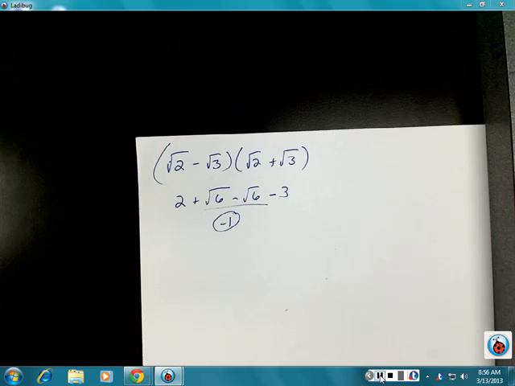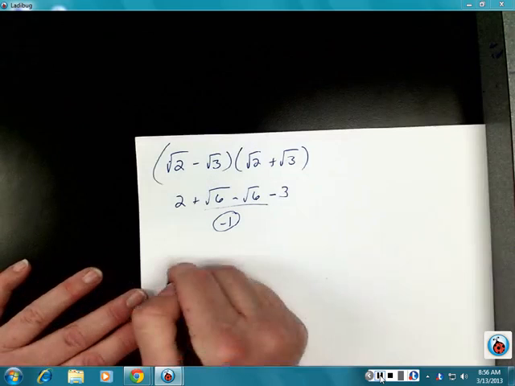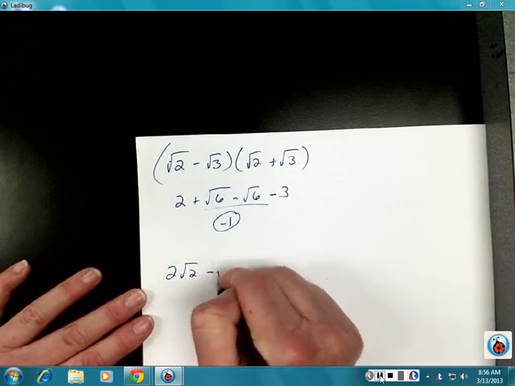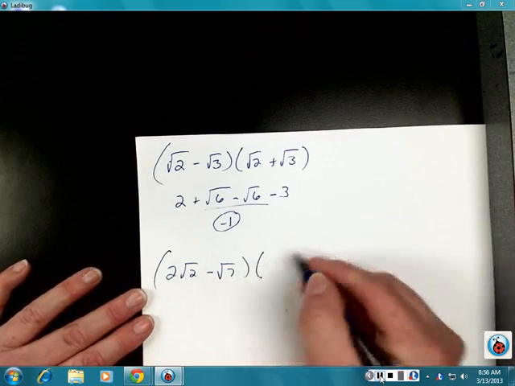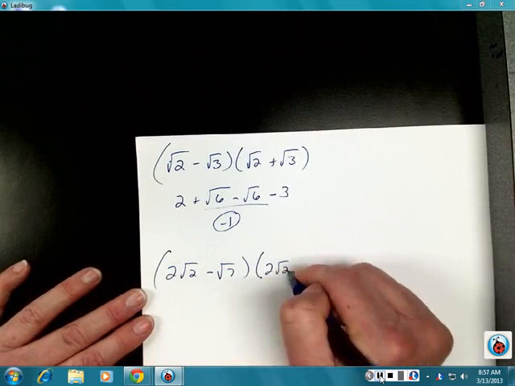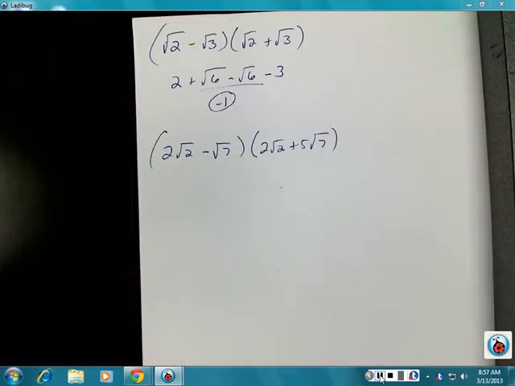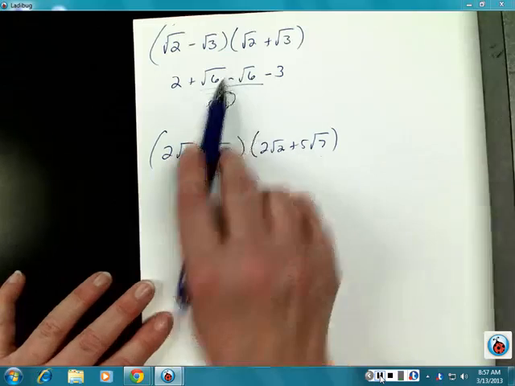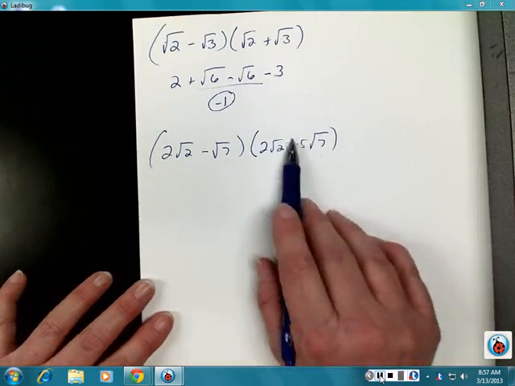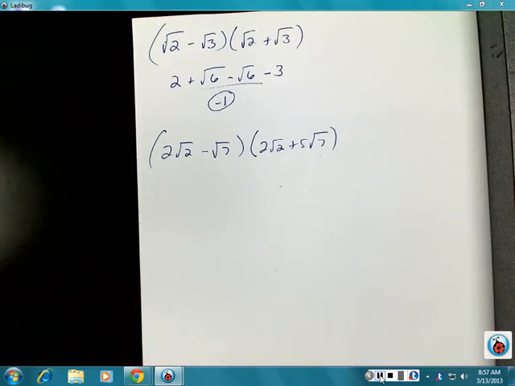So how about this one? 2 the square root of 2 minus the square root of 7 and 2 the square root of 2 plus 5 the square root of 7. How about it? What in the world's going to happen to it? So see what happens. It kind of fits that same kind of like the one up above, but the problem here is they're not identical to each other. So let's see what happens to it. We'll still have a middle term in this one because they don't match exactly. So multiply it out, see what you get.